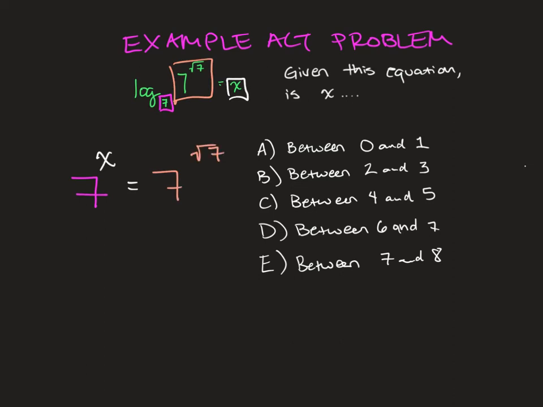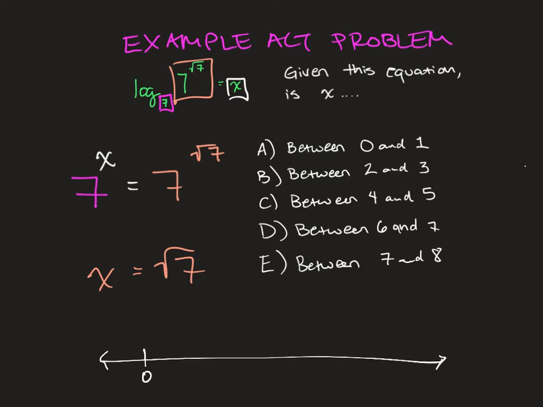This looks so much easier now, because I know that if 7 to the x is the same as 7 to the square root of 7, then x has to be equal to the square root of 7. Okay, I can work that out then. Now I just need to figure out, is the square root of 7 between 0 and 1, between 2 and 3, etc. And my favorite way to do that is to write a number line.